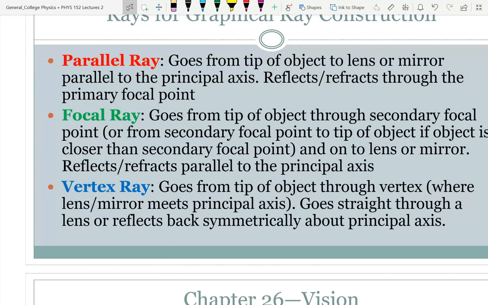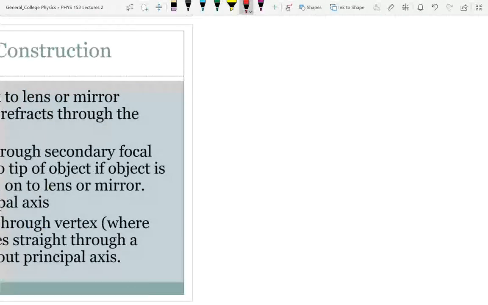Parallel ray. If you remember, or if you watched my video last night, how many people actually watched my video last night? I didn't finish it until like 7:30. So there's a few. Good. I think I did a great job because, you know, hopefully you think it's helpful.